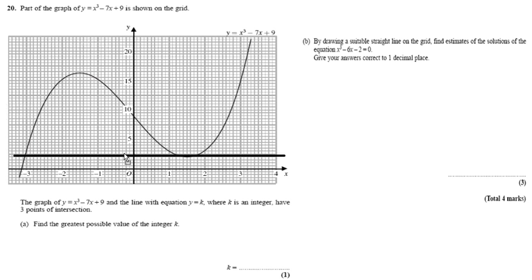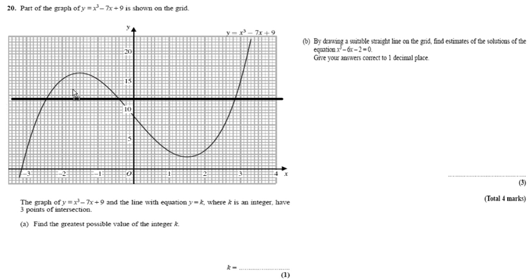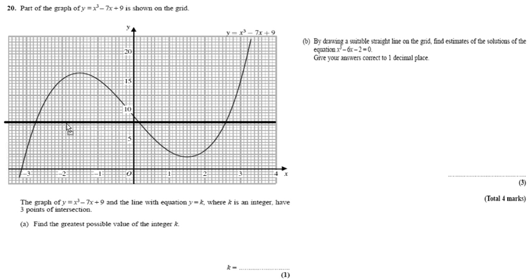So this is a horizontal line, y equals something. And now here it's 2 again. And if I bring it further down, now it's only intersecting the line once again. So what it's asking for is the values of k, the intersection values for which this line cuts through the graph 3 times. So it's between here and here.